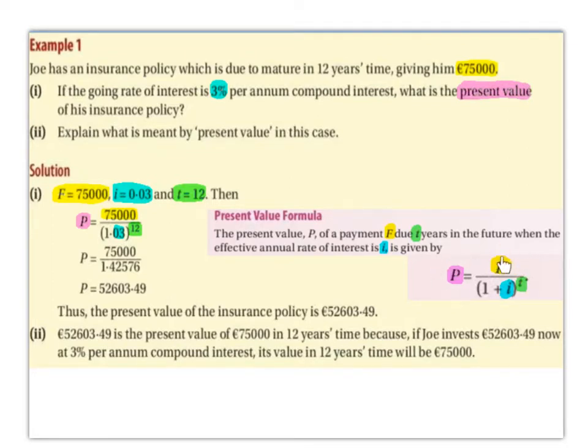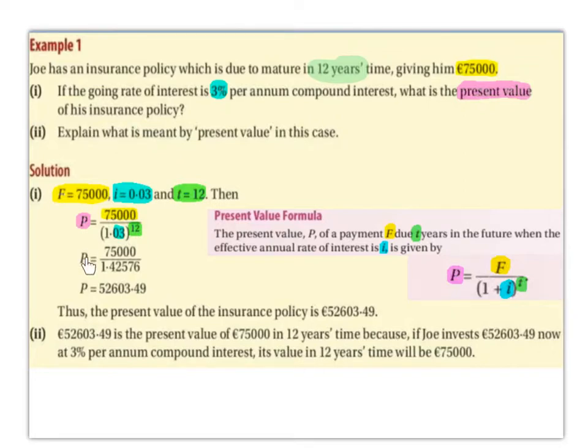So we're going to use our present value formula. We're going to let the F, the future value, be €75,000, the I, the interest, be 0.03, so 3%, and the T, the time in years, be 12. So we substitute into our formula. We have P equals 75,000 divided by 1.03 to the power of 12.